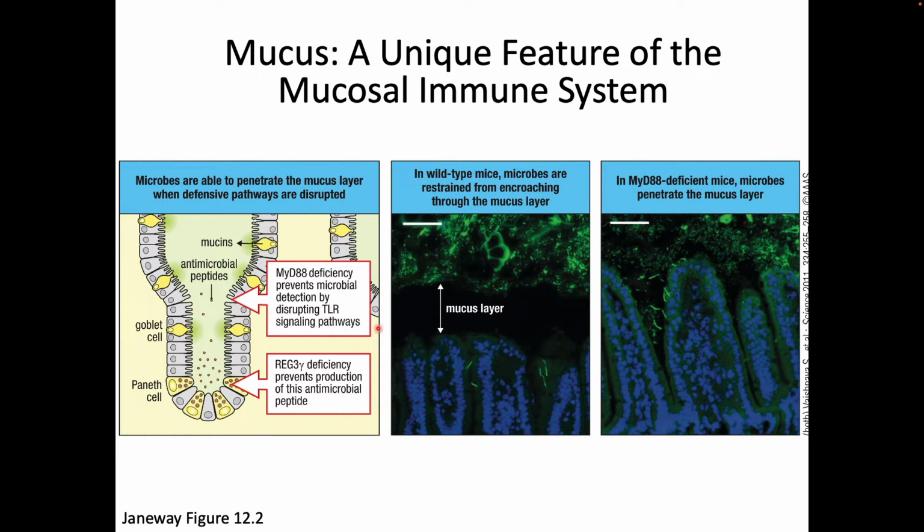There are some situations where there will be mutations so that that mucus layer is gone. And so you can see in that situation, the microbes are now going to be in contact with that barrier. And so at any part of the mucosal immune system, one of the things that we have protecting us is the mucus.